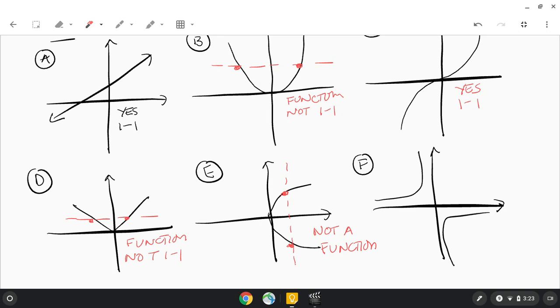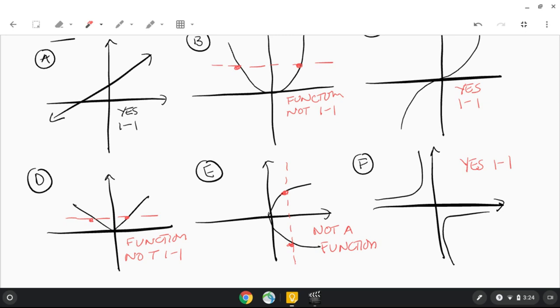Okay, and then letter F, does it pass the vertical line test? Yes, it does. Does it pass the horizontal line test? Yes, it does. Even though it looks like it's not, they do tend towards the axes. So little by little, it's getting closer and closer to the axes.